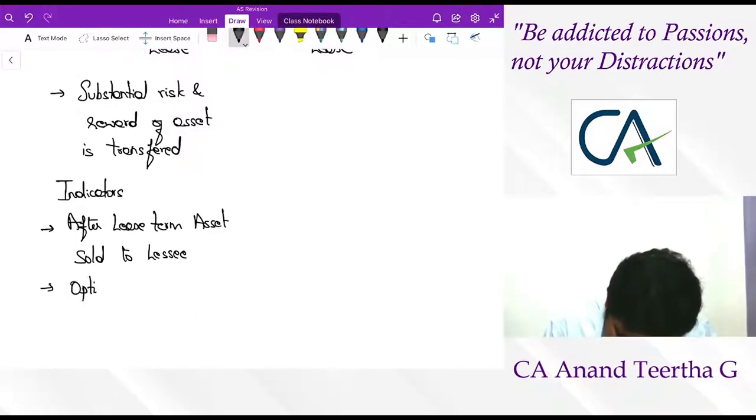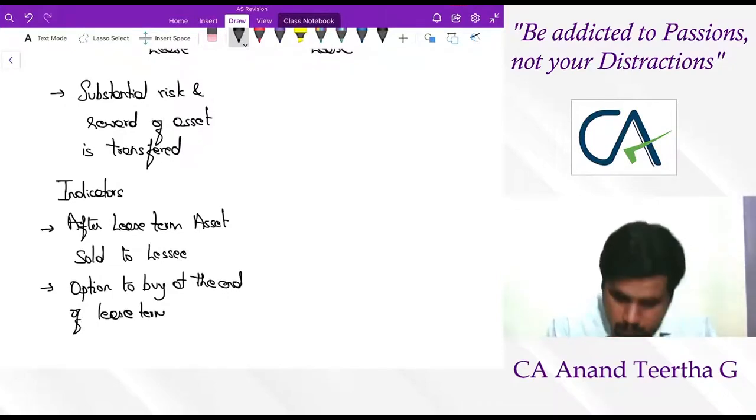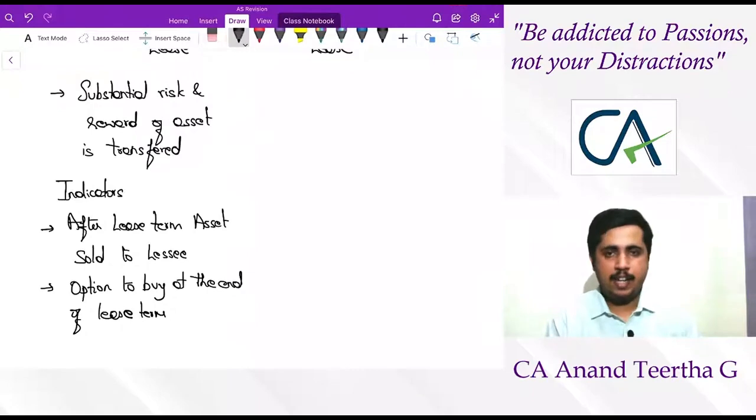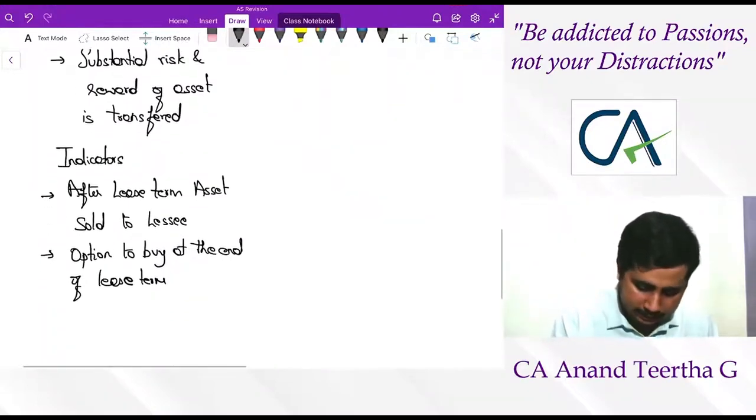Then the second one, option to buy at the end of lease term. At the end of lease term, there is an option to buy for the lessee, and it will be at such a price that lessee will opt for the purchase. So you are certain that lessee is ready to buy the asset. Again, that is also an indicator of finance lease.